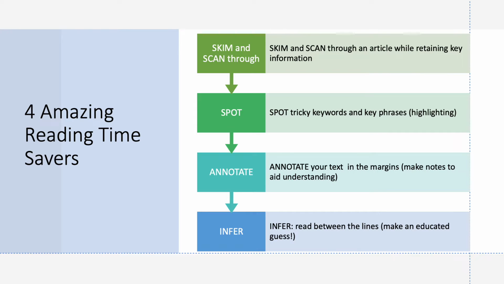And the final one there is inference. Inference is very useful for academic reading, or anything that you read, where you make an educated guess. So you put your own spin onto what the author is trying to say, and that shows your criticality as a reader. Next, we're going to be looking at the actual text.